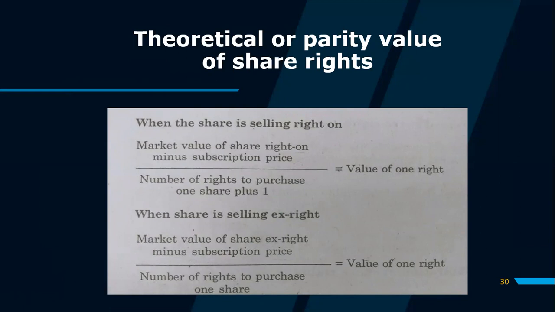Theoretical or parity value of share right. The theoretical or parity value is the assumed fair value of the right that is derived from the market value of the share. This is usually used if the value of the right is not available. We have these two formulas. When the share is selling right on, it is the market value of share right on minus subscription price over number of rights to purchase one share plus 1. And when the share is selling X right, we have market value of share X right minus subscription price over number of rights to purchase one share.